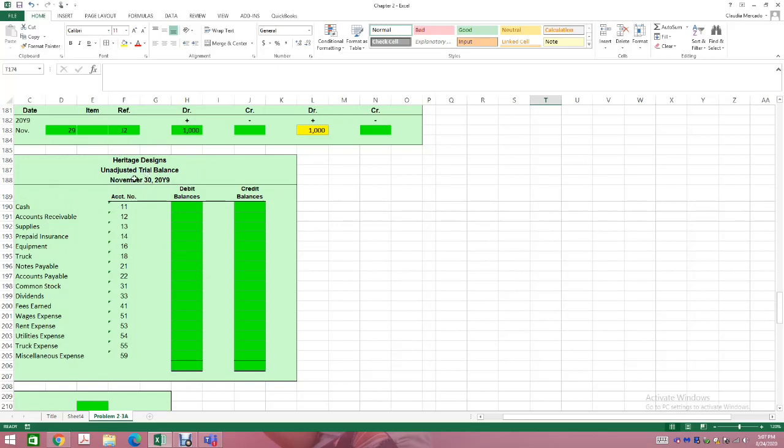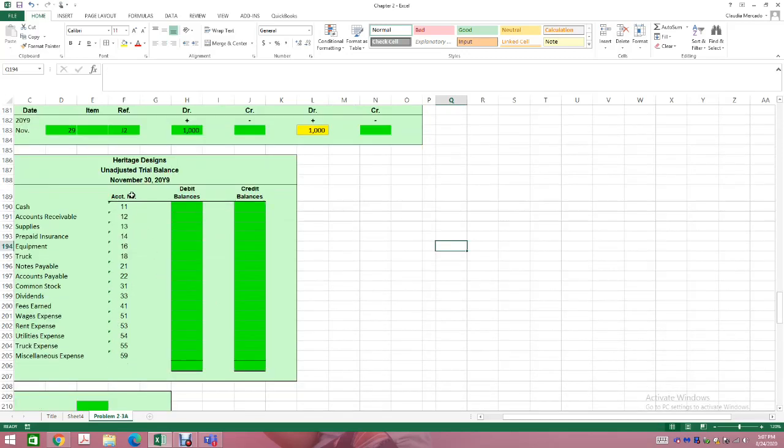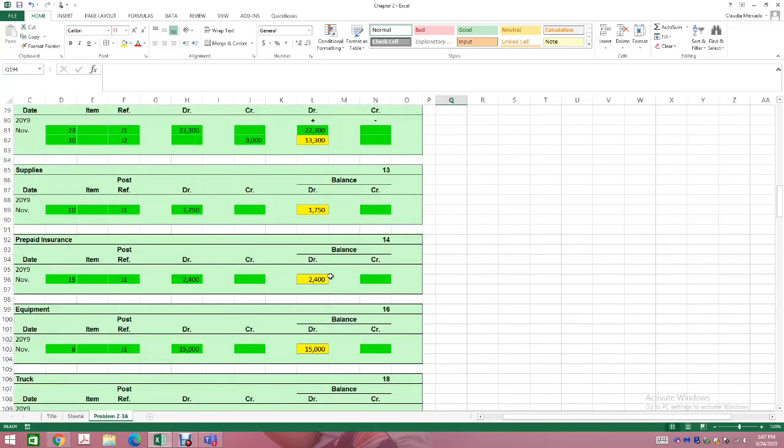The unadjusted trial balance is basically a summary of all of your accounts. Here you have all of your accounts listed in numerical order. They are always listed in numerical order. Each account has an account number designated to it, and you put them in that specific order, sequential order based on the number. So you bring over the account numbers, and then you enter the balance. Let's start with cash.